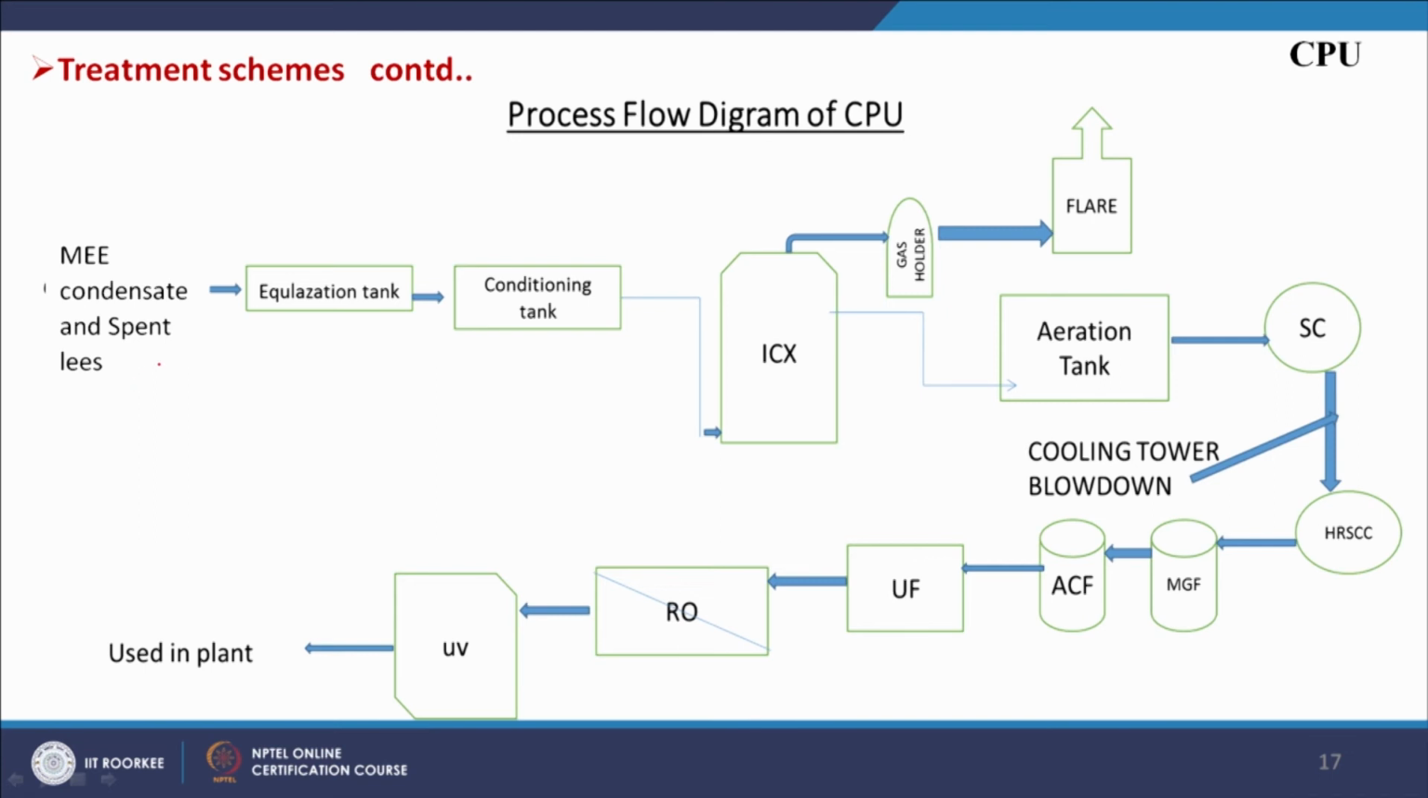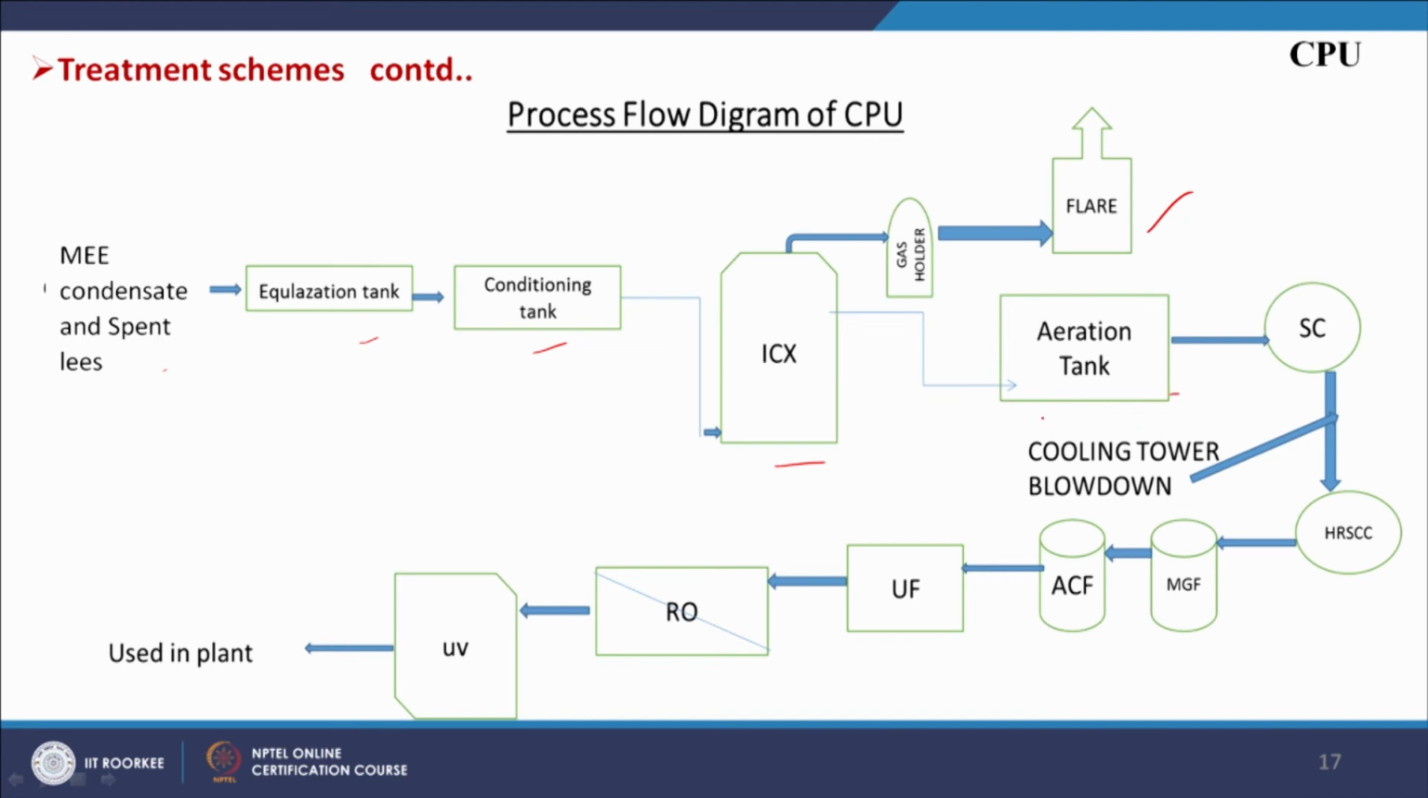So, the ME condensate and spent lees come to the equalization tank first, then the conditioning tank, then pH adjustment, etcetera. Then it goes to the ICX, that is the bio tower, for biological conversion. Here the biogas is produced and flared, and the supernatant liquid comes to the aeration tank.